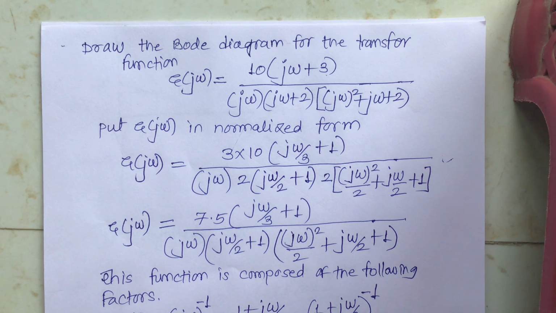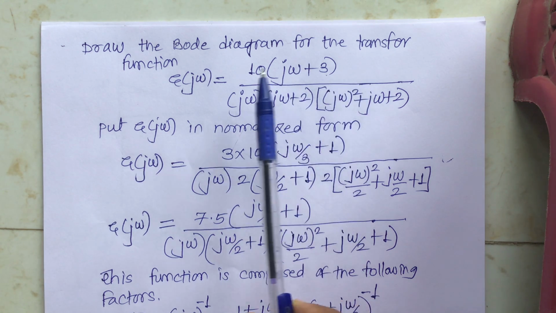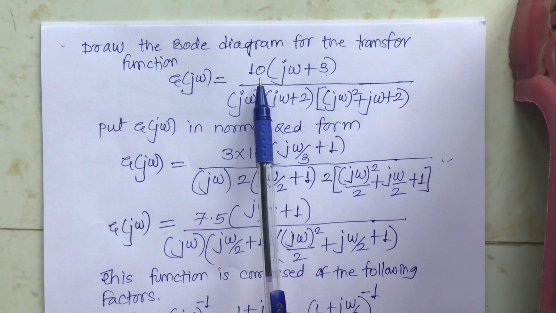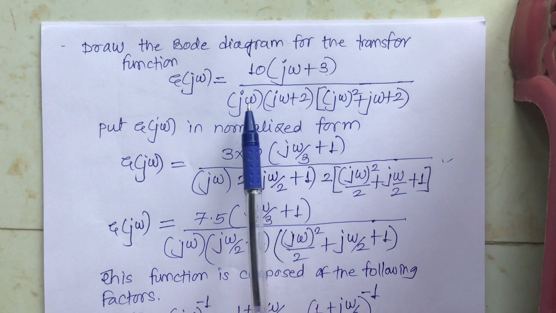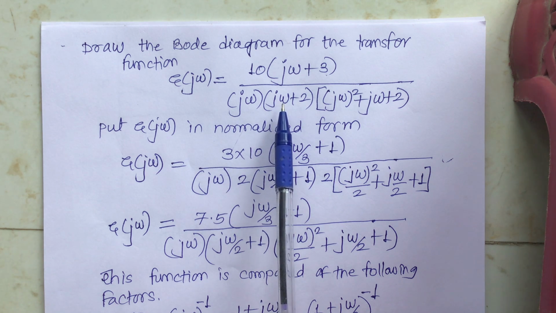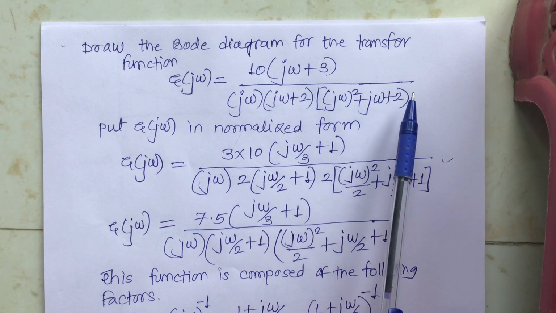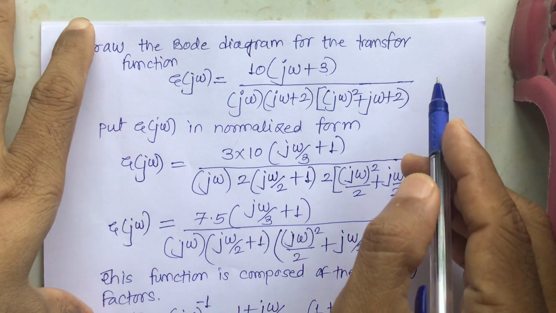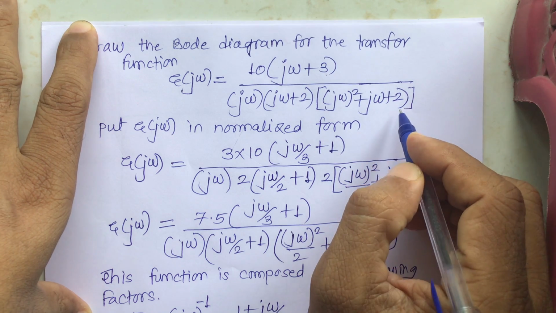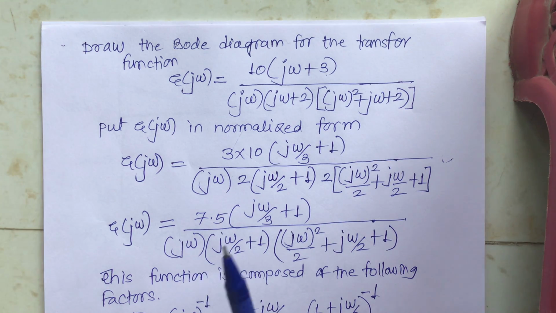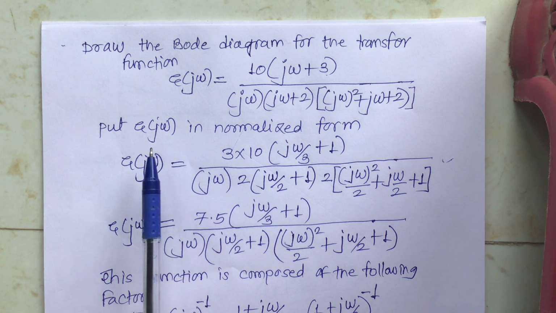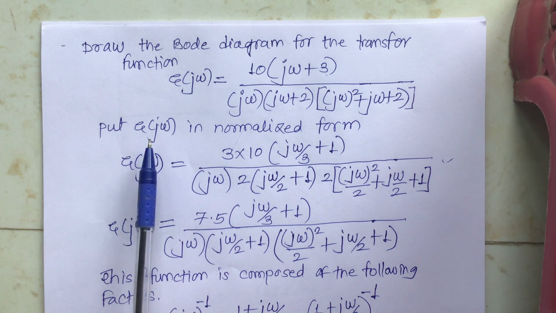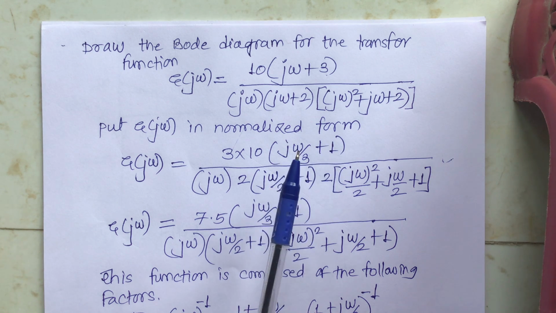So in continuation with the previous video for drawing the Bode plot for the transfer function G of j omega equal to 10 into (j omega plus 3) divided by j omega into (j omega plus 2) into (j omega square plus j omega plus 2). So this is the given transfer function, and now we have to put this into the normalized form, or standard form.